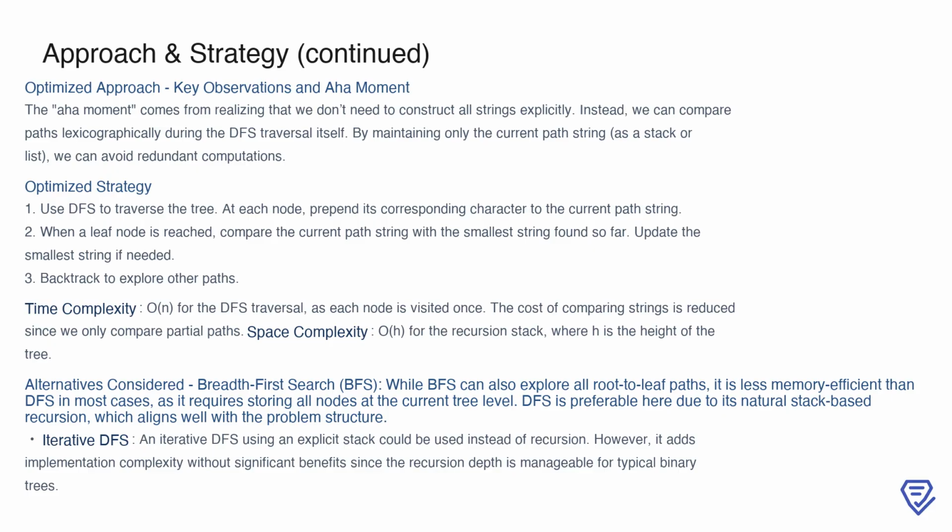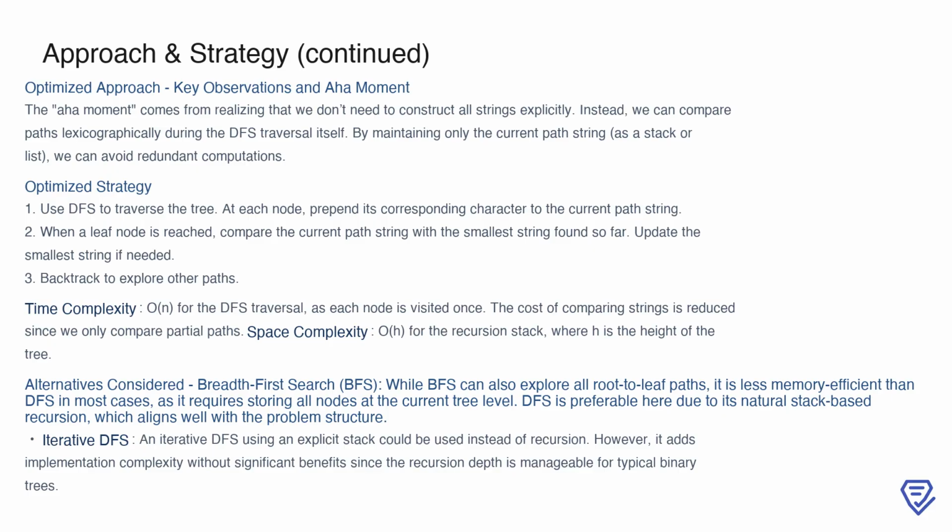First, we use DFS to traverse the tree, and at each node, we prepend its corresponding character to the current path string. Second, when we reach a leaf node, we compare the current path string with the smallest string recorded so far and update the smallest string if necessary. Finally, we backtrack to explore other paths in the tree. This approach reduces the time complexity to n, as each node is visited only once, and string comparisons are minimized by leveraging partial paths. The space complexity remains h for the recursion stack.